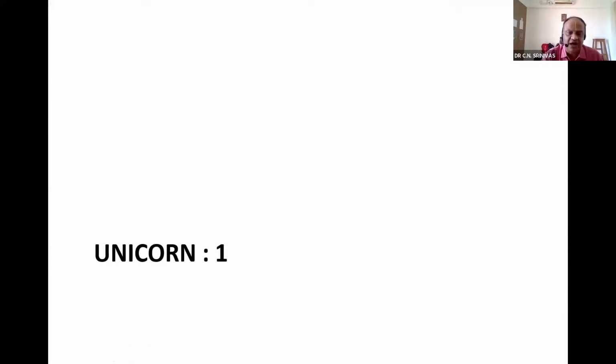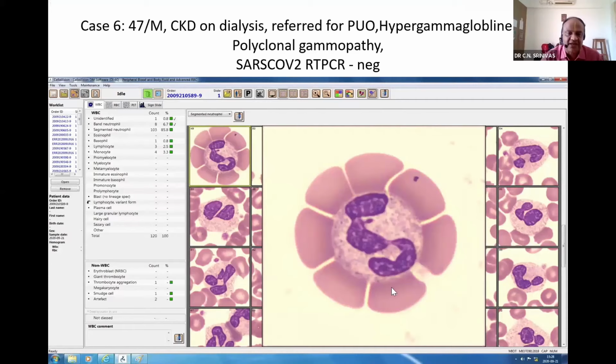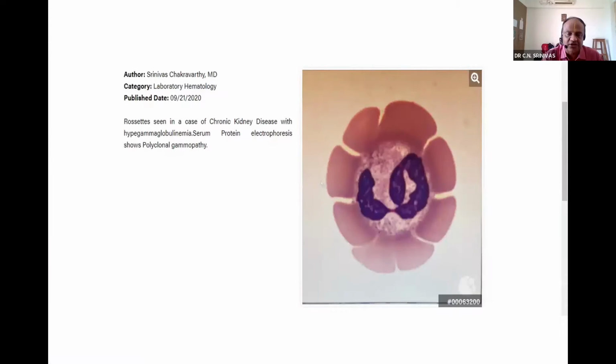Now, we had a few unusual cases during the first wave itself. This was one of the cases which had a rosette formation because of polyclonal gammopathy. And this was a case of renal failure, which I still remember was a CKD. Protein electrophoresis showed bands of alpha-1, alpha-2, beta, as well as gamma. And beautiful rosettes were seen in these cases, which were also uploaded to the ASH image bank.